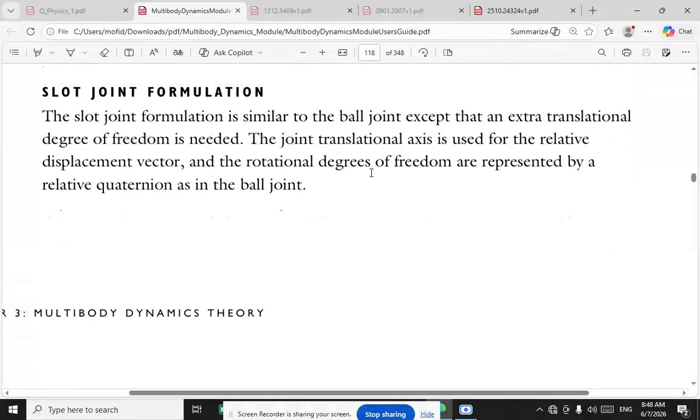The slot joint formulation is similar to the ball joint except that an external translation degree of freedom is needed. The joint translational axis is used for the relative displacement vector and the rotational degrees of freedom are represented by a relative quaternion as in the ball joint.